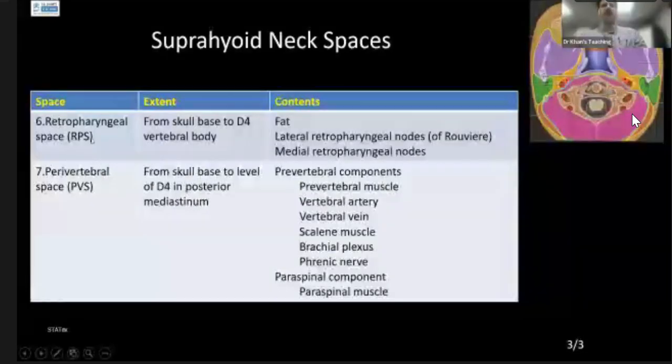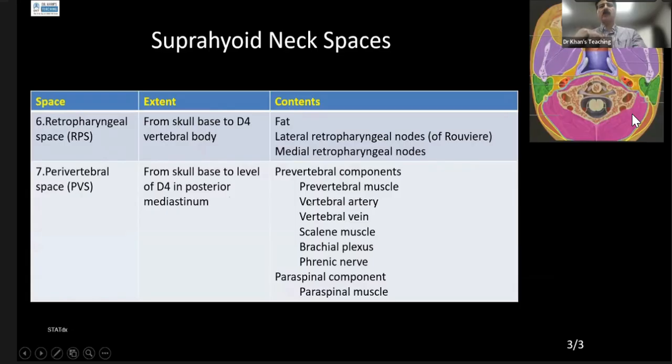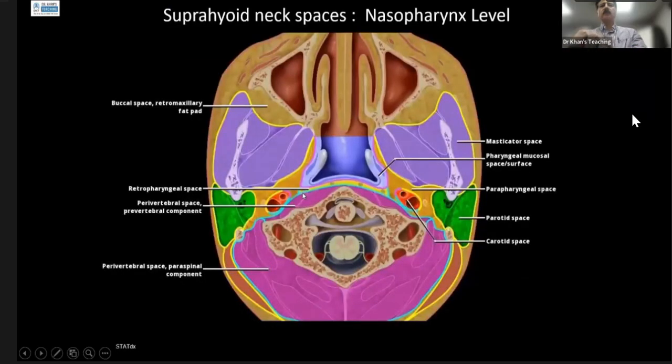Now, retropharyngeal space from base of skull to D4, all the way into the mediastinum. Perivertebral space from base of skull till D4 in the posterior mediastinum, and these are the contents. So this is a critical concept which we are going to learn as we proceed in our course.